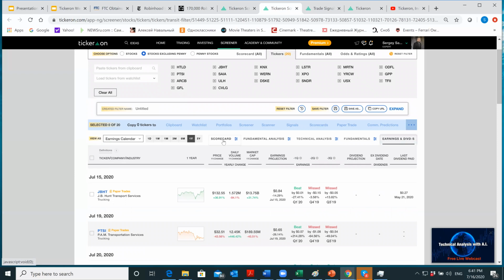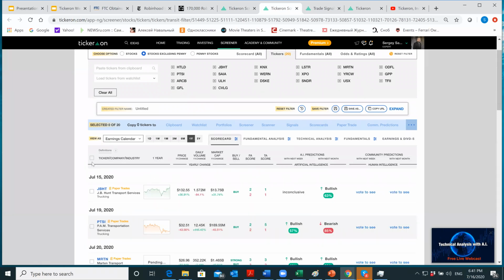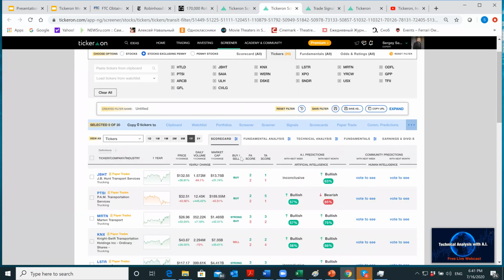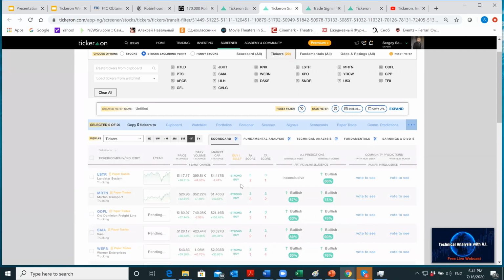So let's see, this is a type of a scorecard. I will remove that during calendars. You remember it was the case. And this is a buy sell recommendations. As you can see, it's pretty good stocks moving up. These are the AI predictions, and these are the scorecards for each of these stocks.